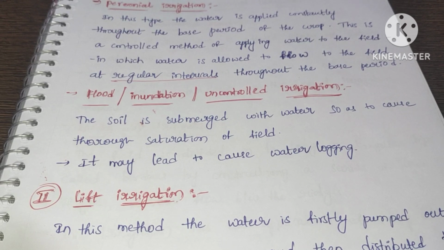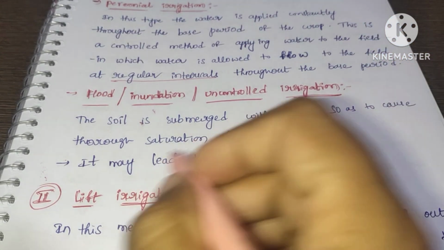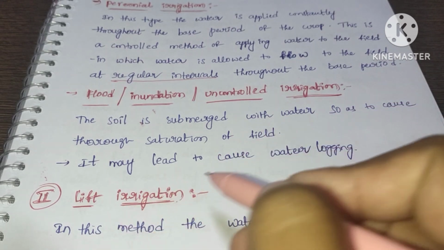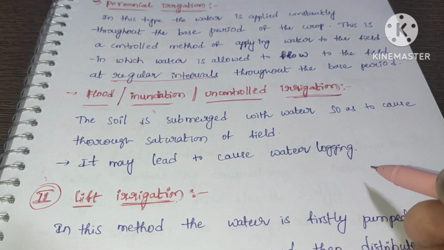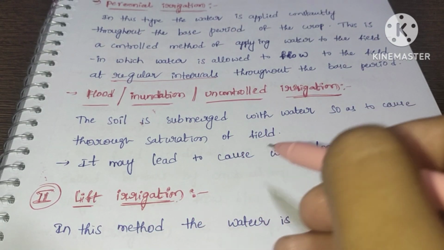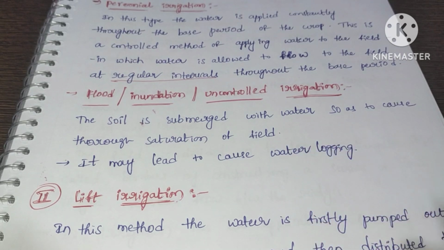The name itself says uncontrolled irrigation. We are not going to apply a particular amount of water, and we are not applying water at regular intervals. We have to submerge the field with water to cause thorough saturation of the field. The disadvantage is that it may lead to water logging.